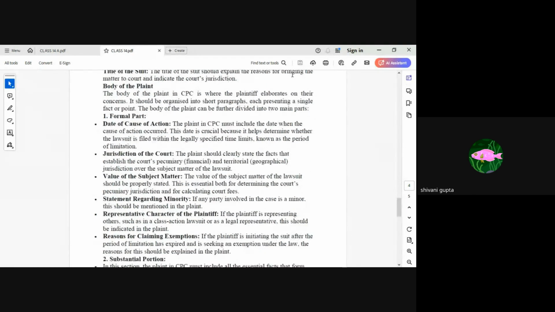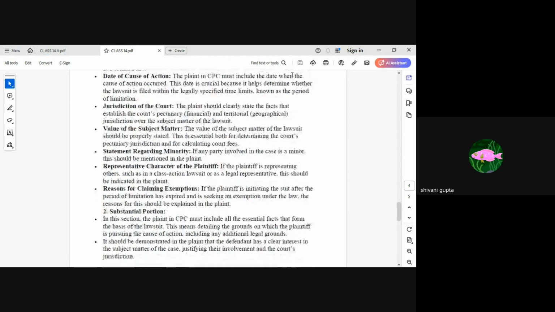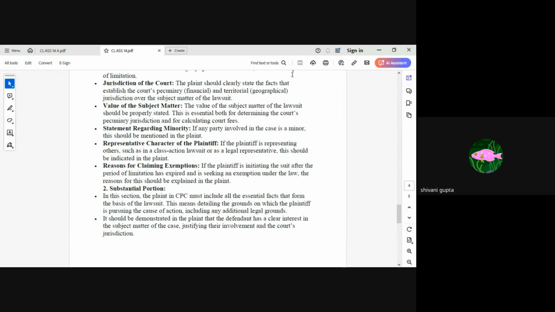Next is the statement regarding minority. If any party is a minor, then this should be particularly mentioned. Then we have the legal representative who might be there. Next is the representative character, where the plaintiff is representing others, such as in class actions. So the legal representative should be indicated. Next, if there is any reason for claiming exemptions, the reason should be clearly explained.